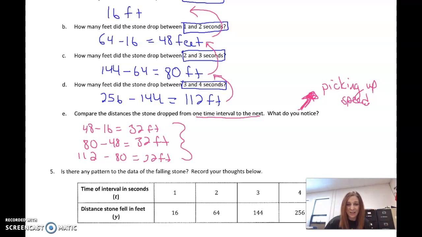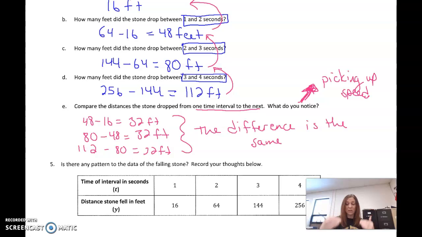So I'm just going to say the difference, that means subtraction. The difference is the same. And that comes into play way later on in math when you're figuring out what type of function it is. Right now, we're just introducing the concept of a function. But it's interesting that our speed increased each time, and that interval ended up increasing by 32 feet.